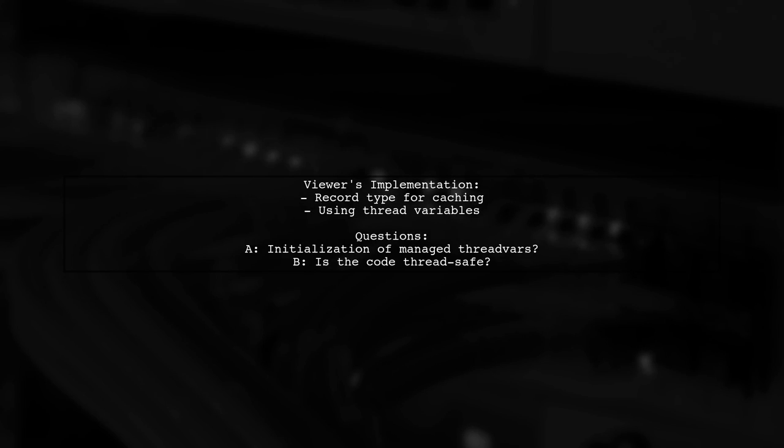The viewer is curious if their implementation is correct. They have a record type for caching and are using thread variables to store previous values. They also have two specific questions about initialization and thread safety.